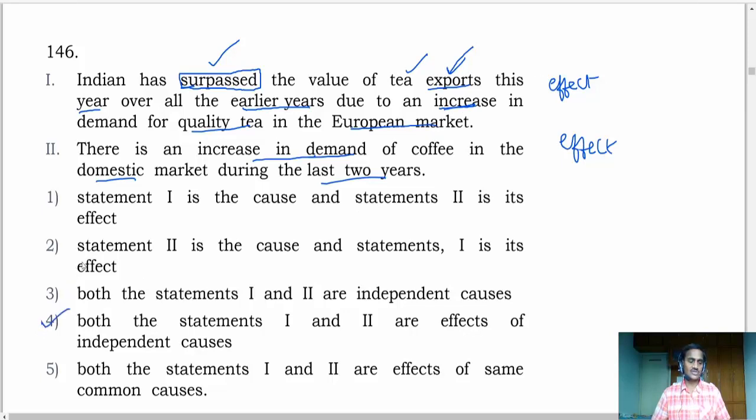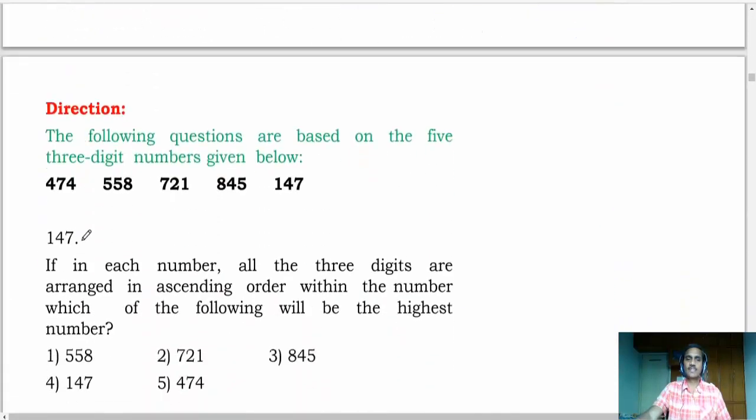Now 146, it is choice 4. Both these two are effects, whereas the causes could be different for each of these.